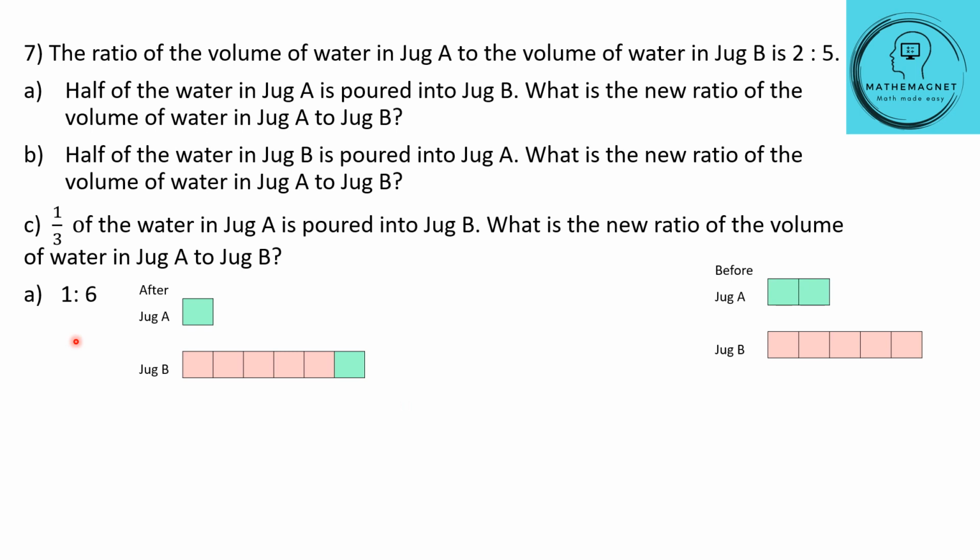So it becomes 1:6. So that is your ratio of water in jug A is to jug B. Now the second scenario is half of the water in jug B is poured into jug A.